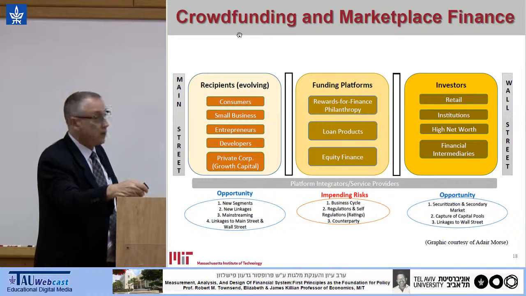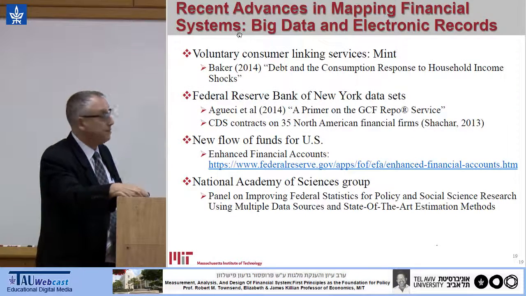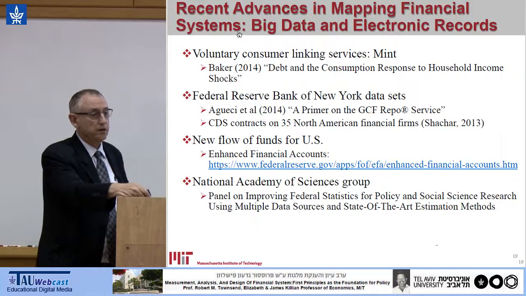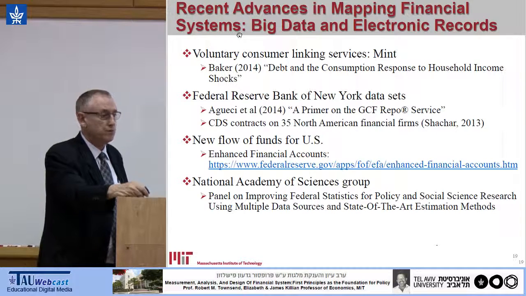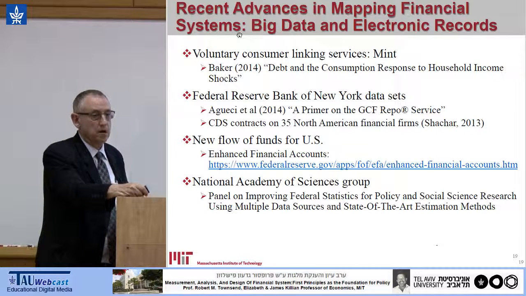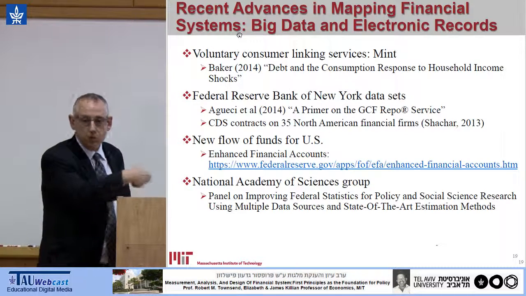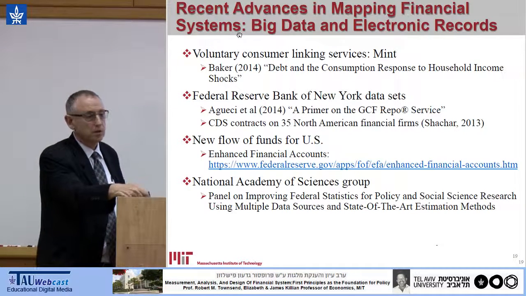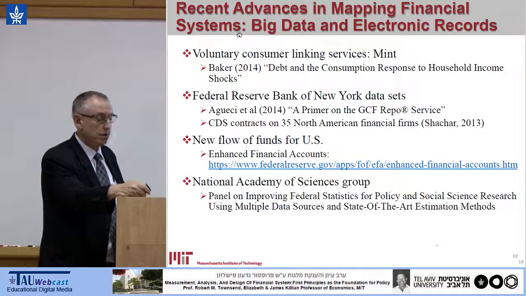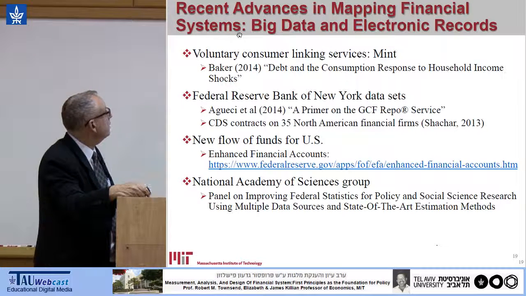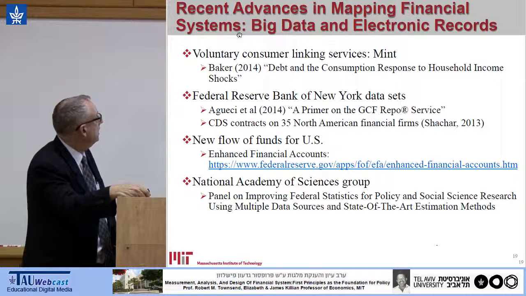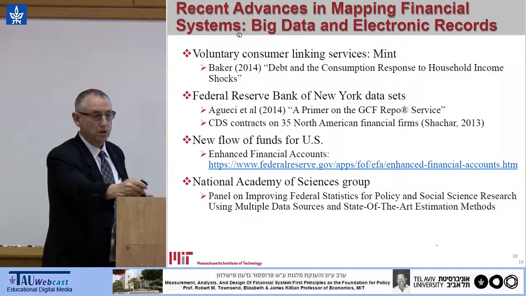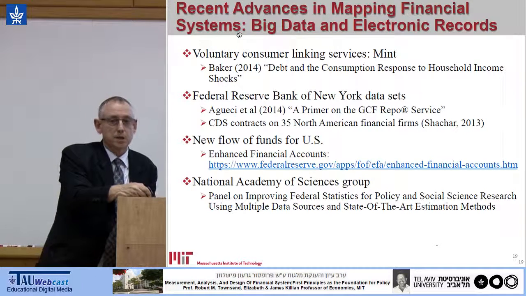But the main point of all of this is to map the financial system. There is not a complete map of the financial system for the US or any other country that I know of. And yet the ingredients are there, and people are starting to work on it. The National Academy of Sciences is working on it to some degree. The Federal Reserve Bank, with its own data, is working on it, and so on. So let me summarize this part of the talk.